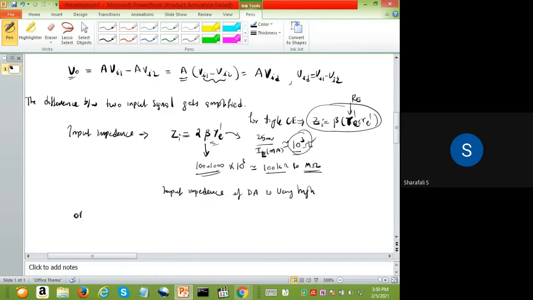Now, what will be the output impedance? Output impedance will be nothing but ZO equal to RC, because we are taking the output from the collector and the only resistance we have is the collector resistance. So the output impedance is nothing but RC.